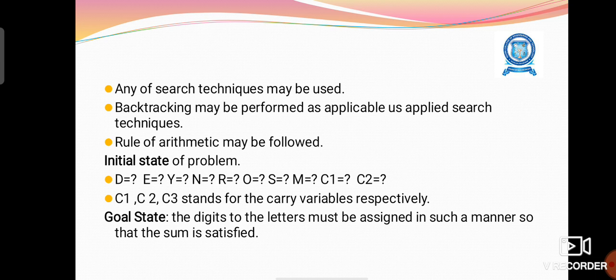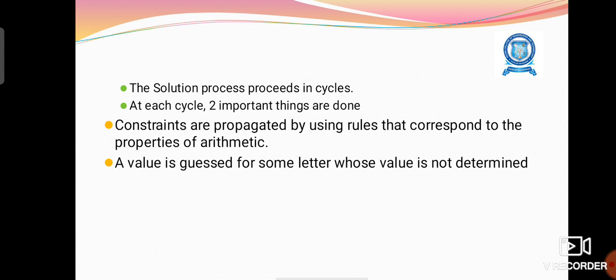The initial state of the above problem is that we have to find out the digit for all the letters D, E, Y, N, R, O, S, M, and C1 and C2. C1, C2, C3 stand for the carry variables needed for the sum of the two words SEND plus MORE equals MONEY. Goal state: the digits must be assigned to the letters in such a manner that the sum is satisfied. The solution process proceeds in cycles.